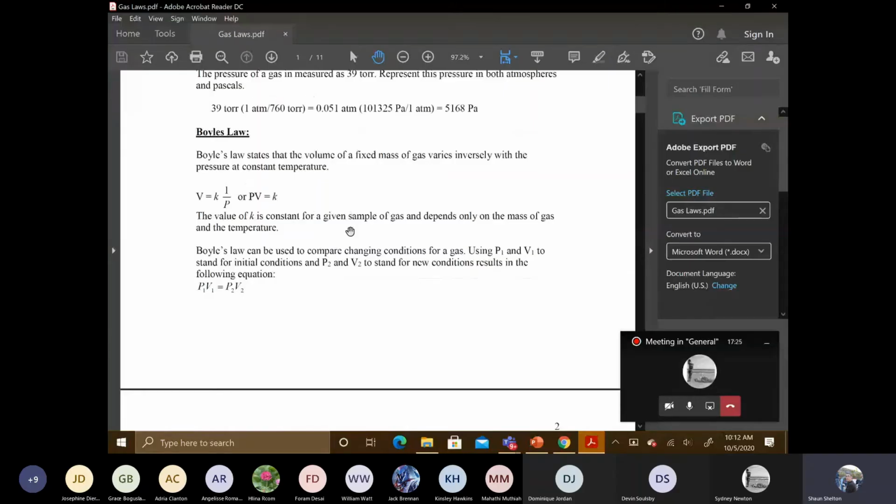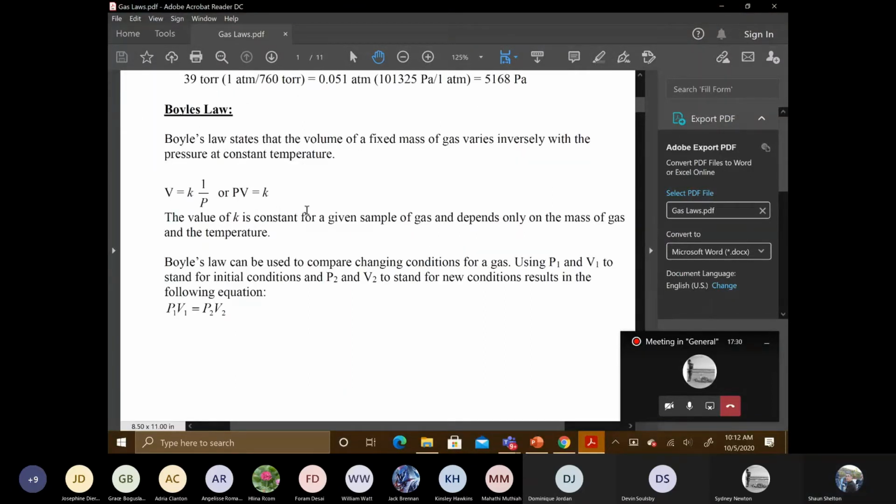Start with Boyle's Law. Boyle's Law states that the volume of a fixed mass of gas varies inversely with the pressure at constant temperature. What in the world does that mean? So what does that mean?